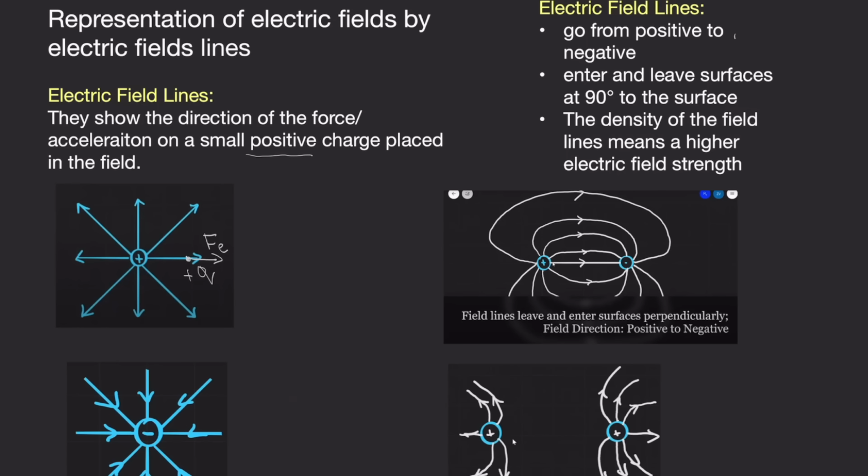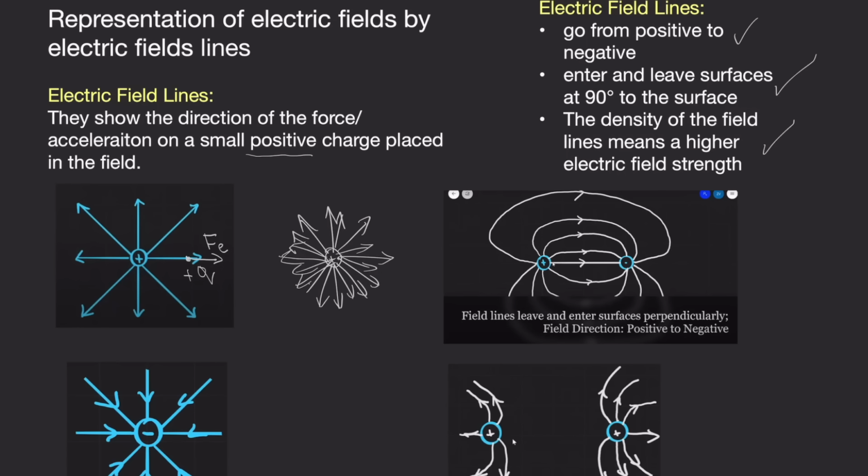What are some other rules for their drawing? Well, they enter and leave surfaces at 90 degrees. The density of the field lines means a higher electric field strength. For instance, if I was to have a charge, let's say plus something, but the field lines were so much denser, then this would mean that the electric field strength at around that charge is higher, meaning that probably there is more charge right over here.